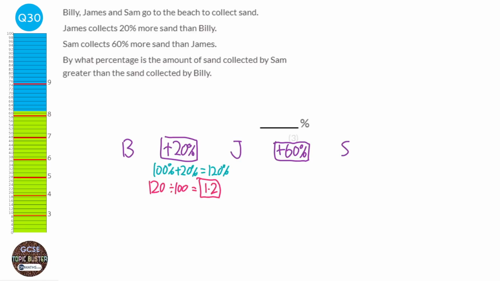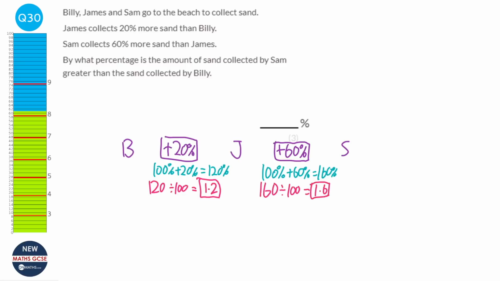Do the same for James to Sam. So start off with 100%, add 60, is 160%. Then just make that a decimal, so 160 divided by 100, 1.6. So if we multiply anything by 1.6, it will increase it by 60%.